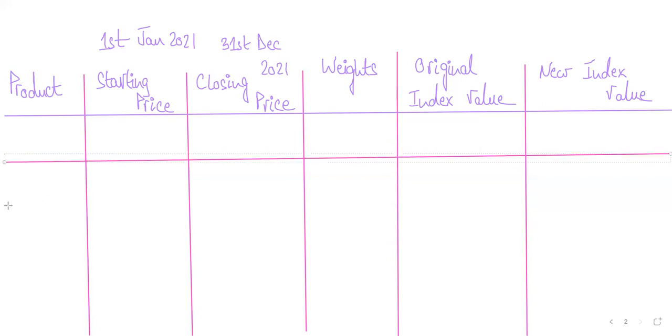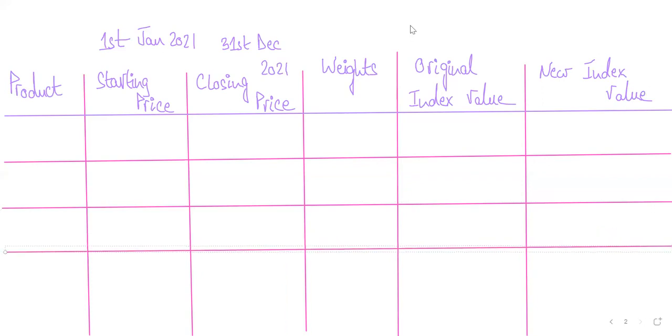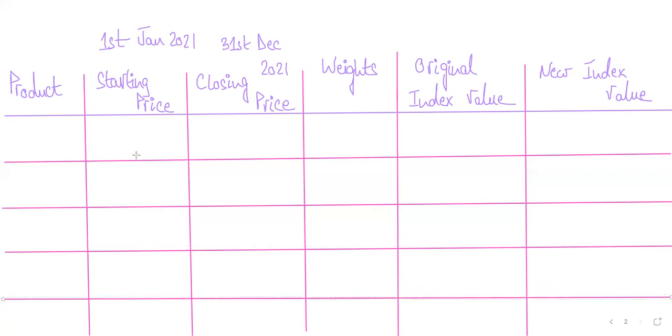So let's take the same 5 products that we assumed in our previous example: food, electricity, fuel, clothes, and rent. Just a second, it's taking me some time.